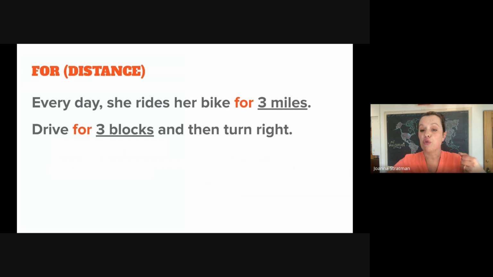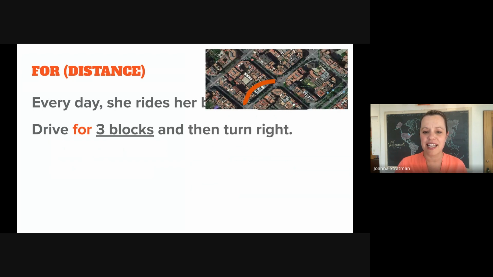Next, drive for 3 blocks and then turn right. Here, the word block is being used as a distance. We often see this in a city. This is 1 block from one street to the next street. So the directions here say drive for 3 blocks and then turn right.